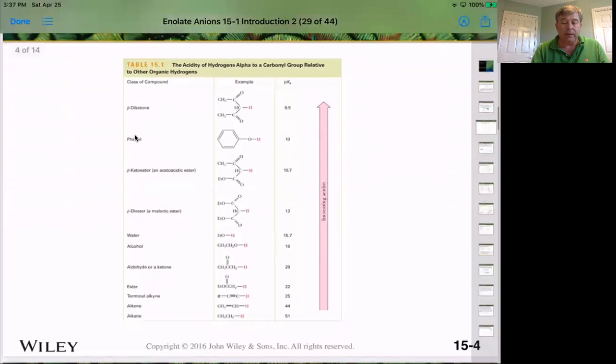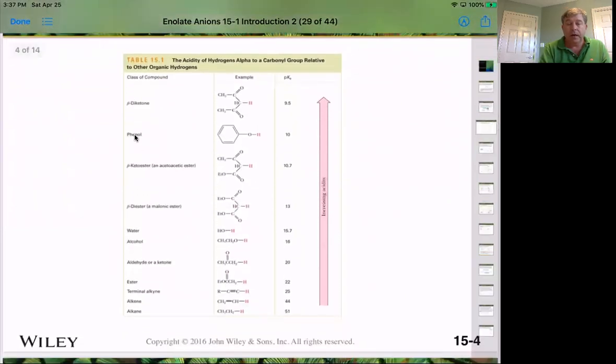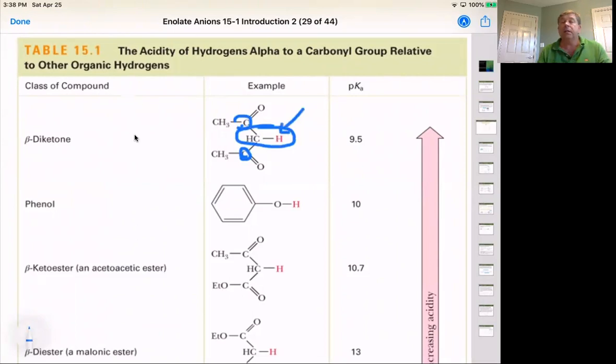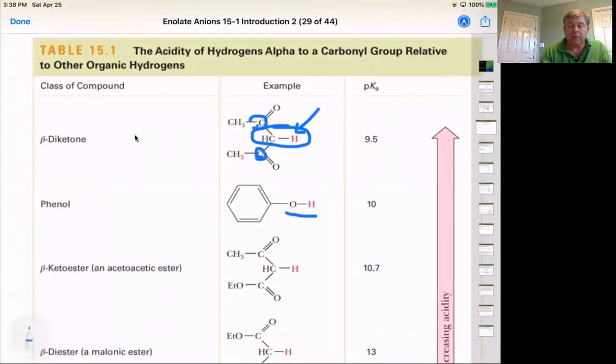So if we look at a relative scale of the acidity of hydrogens here, I'm going to blow this up real quick. One of the most acidic protons we can get by having that carbonyl associated with it is what we call a beta diketone. What that means is we have 1 ketone here, and then in between we have a CH2 group and another carbonyl. And this hydrogen here is going to be the most acidic hydrogen that we can get from an enolate ion, okay? Notice this is even slightly more acidic than the hydrogen in phenol.